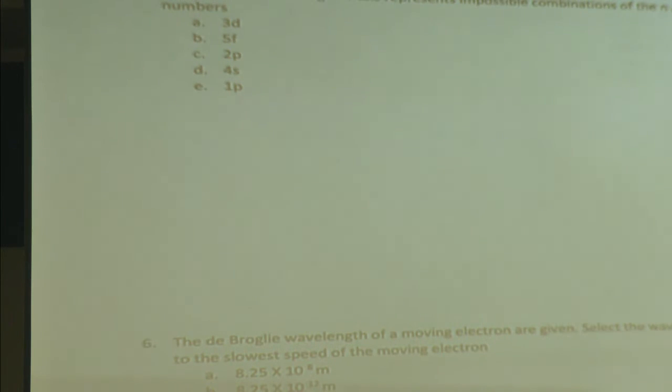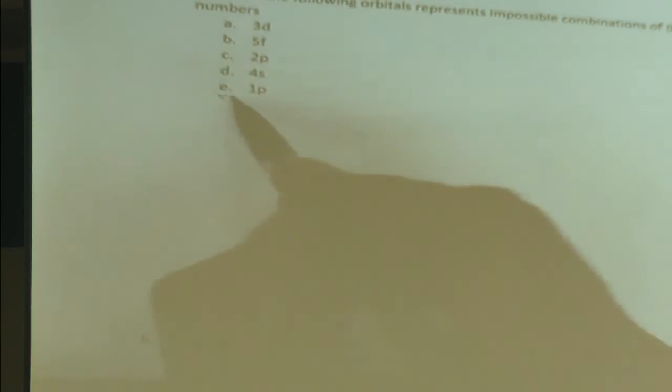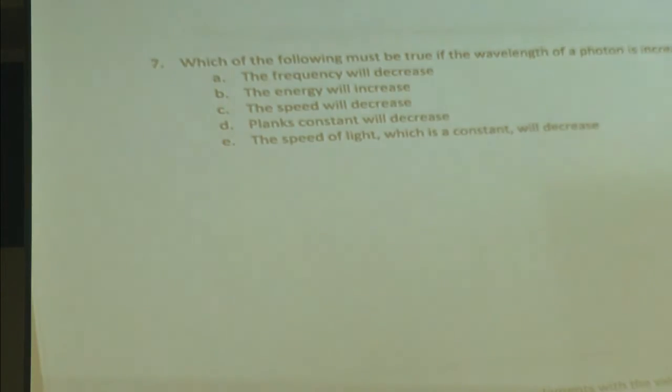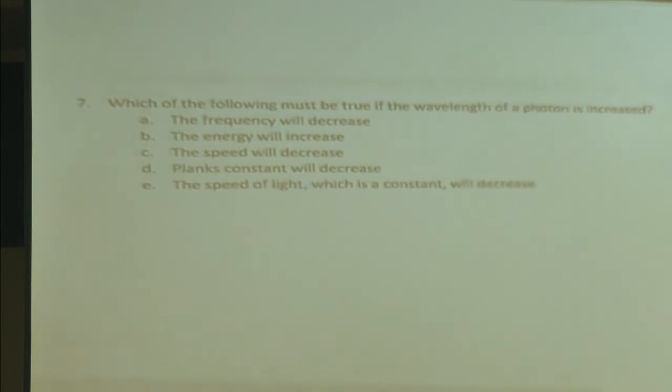Which of the following orbitals is impossible? So which one doesn't make sense? 1p, yeah. We only have 1s orbitals. I'm skipping 6. It's just a constant. It's how does this affect it? You plug all of them into the equation and you find the one that gives you the best answer. So that's not. Let's go with that.